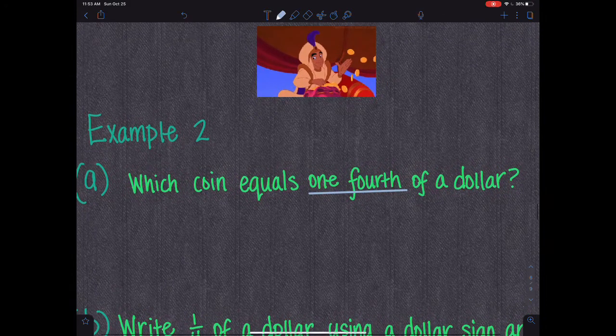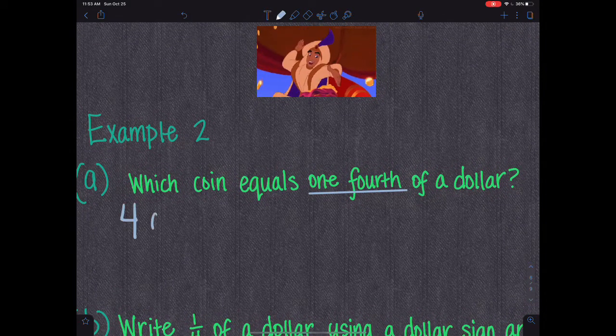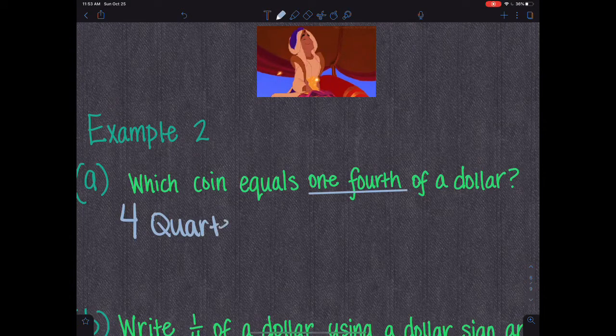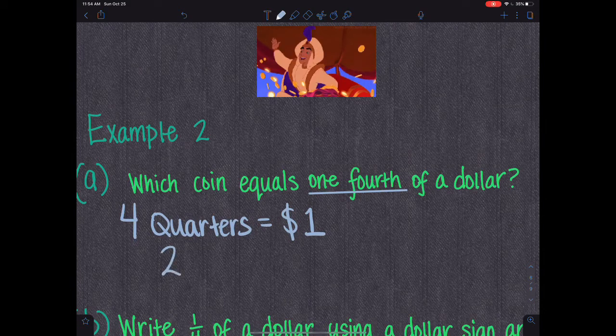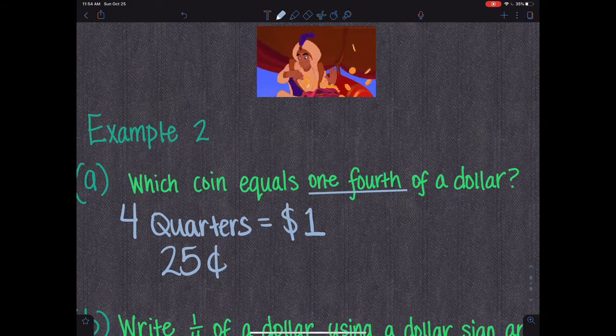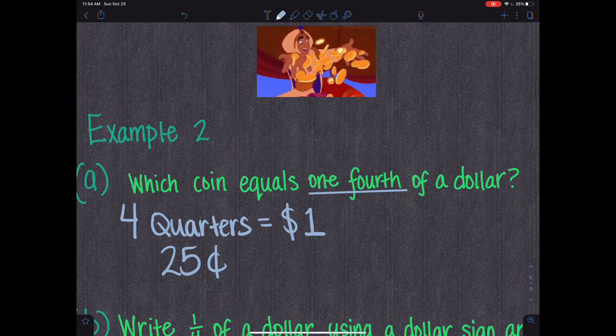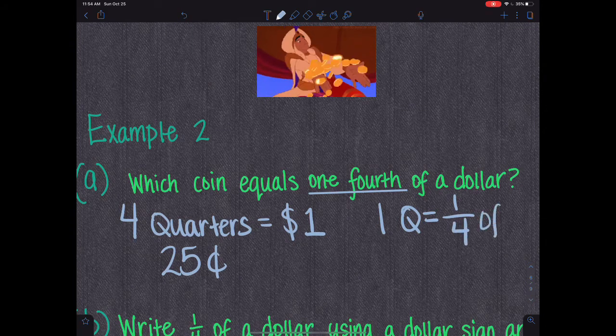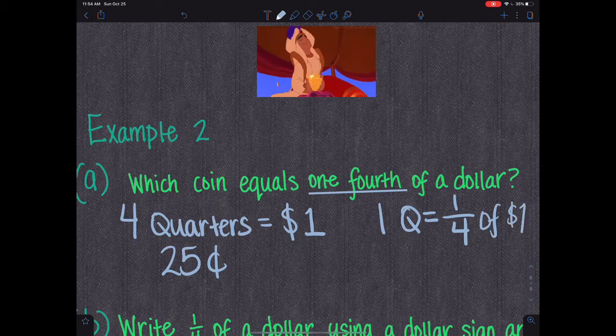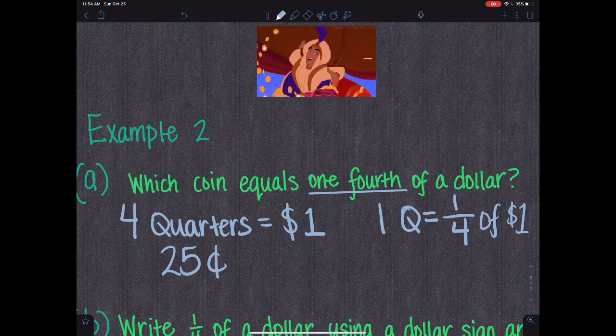I think you probably know that 4 quarters make a dollar, because 1 quarter is 25 cents. And then if you count by 25s, it would be 25, 50, 75, 100. And when you get to 100 cents, then you know you have $1. So 4 quarters equal $1. So 1 quarter is equal to 1/4 of $1.